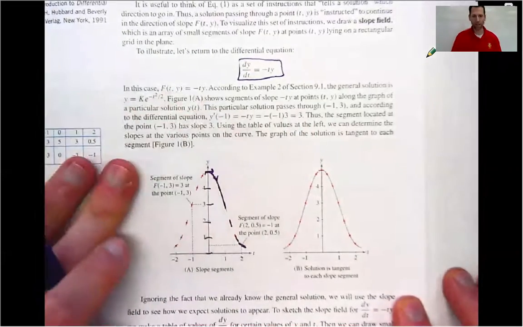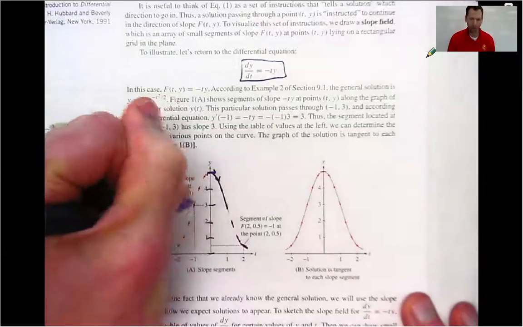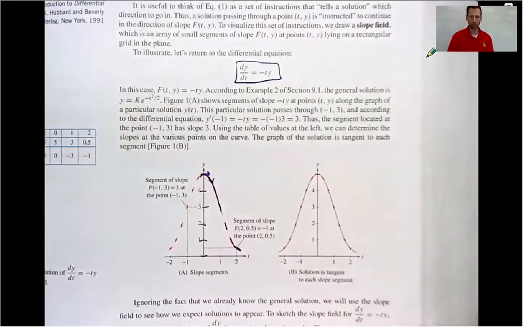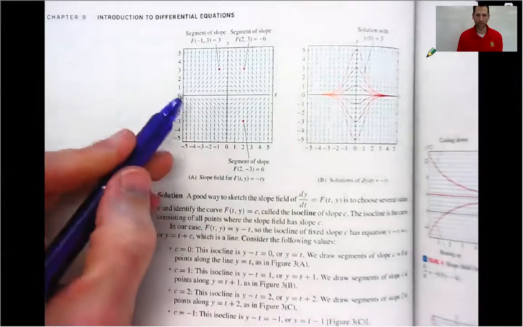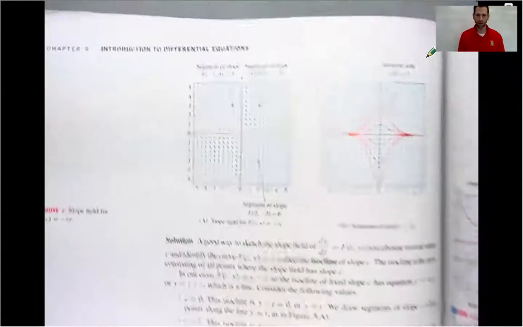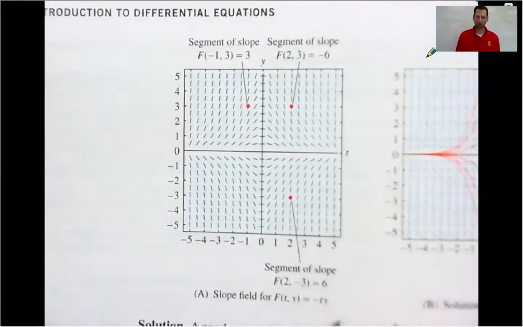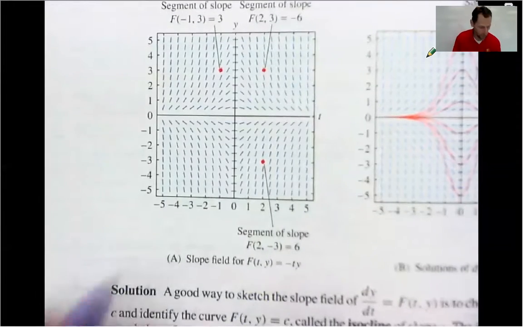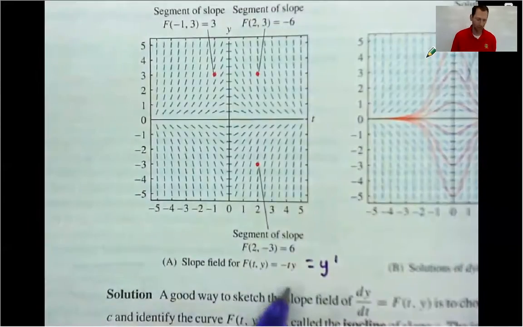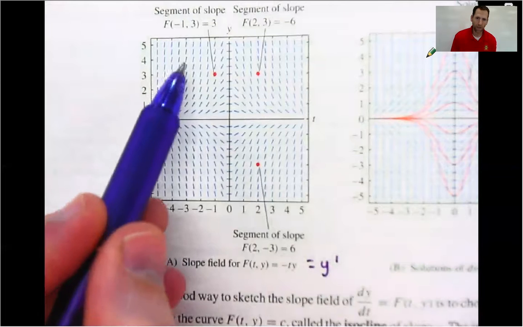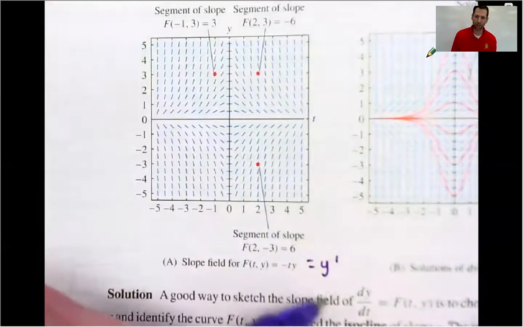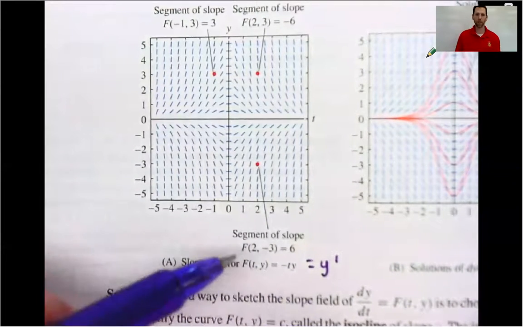Now you can think about filling up this entire domain T and Y with all these short little line segments that all indicate the tangent line at that particular point, and you might get a picture like this. So I'm going to zoom in a little bit more, okay? This is the slope field for the function minus ty. So remember, it's y prime is equal to minus ty. And all these little line segments are the slope that's been generated by this function at particular locations.